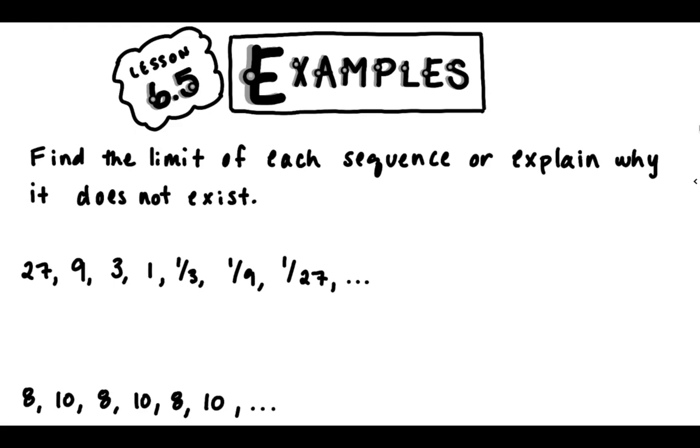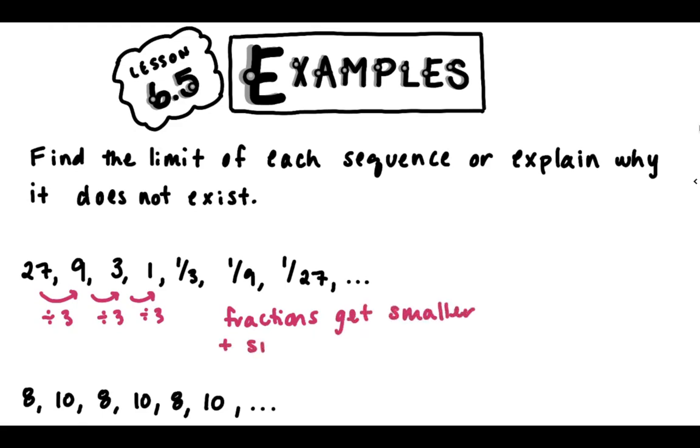So, first sequence, this is a totally classic type of sequence to look at for a limit. We're starting at 27, going down to 9, 3, 1, 1/3, 1/9, 1/27. You might notice that what we're doing here is dividing by 3 each time. As we divide by 3, we eventually get into fraction territory, and those fractions are getting smaller and smaller and smaller.